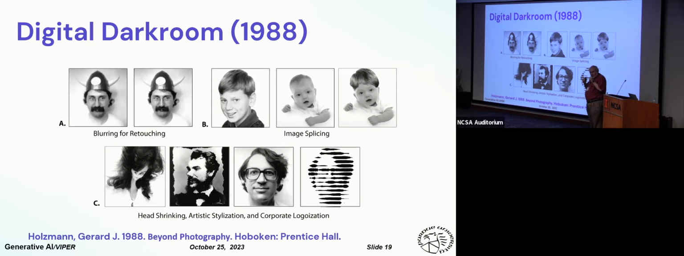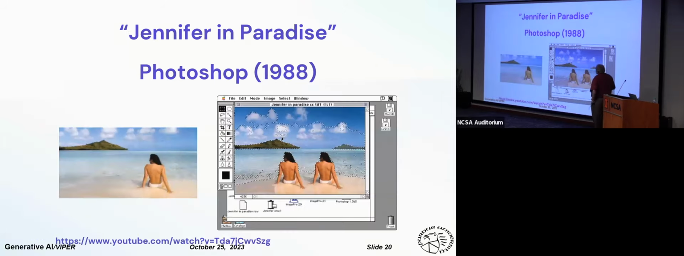Now, what I'm going to show you next is the first supposedly Photoshopped image. This is what Adobe says is the first Photoshop image. Here it is. It's called Jennifer in Paradise. This picture was taken by John Knoll. That is his wife, Jennifer. And you see how they manipulated it. They added another Jennifer, and they added another island. This is Bora Bora, all right?